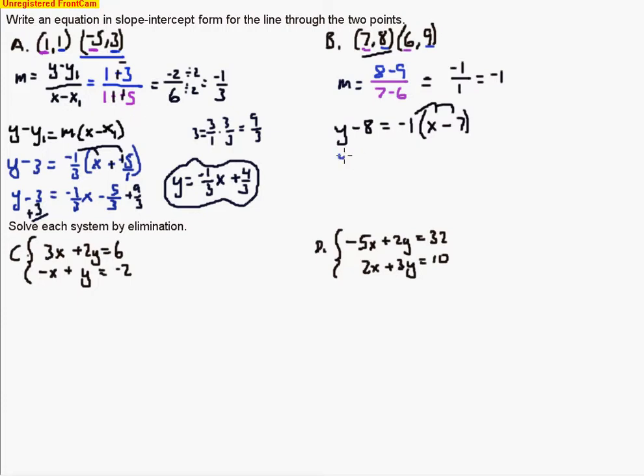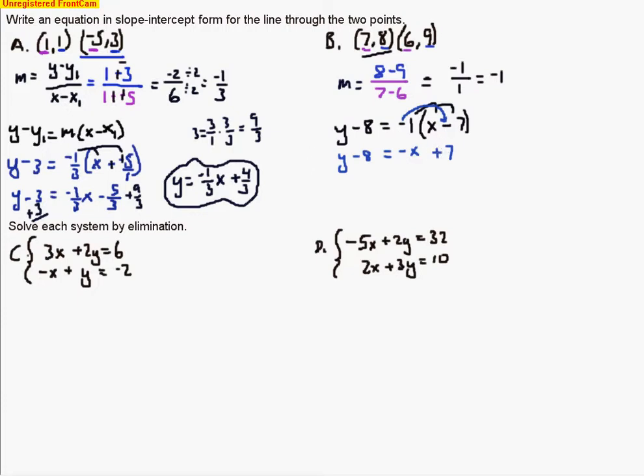We still have this y minus 8, but now it equals negative x, or negative 1x, plus 7. I see a lot of errors right there. I was grading tests last week, and I continue to see that sign error. Watch the sign there. Negative times a negative makes a positive. Or even if it was a negative and a positive, it would make a negative. So watch that sign. That's a common mistake.